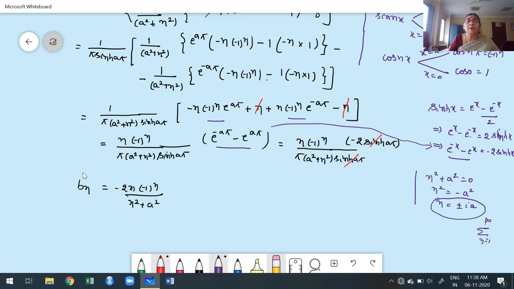Now this is one of the important things. Even though we get n square plus a square, equate that, we get n square is equal to minus a square. Therefore n is equal to plus or minus i a. Even though a is a real number, what we get is an imaginary number. But summation n only has the set of positive integers. Therefore, this value does not belong to the range. Therefore, this is true for n is equal to 1, 2, 3, etc. Next, based on that, we are going to construct the Fourier series.